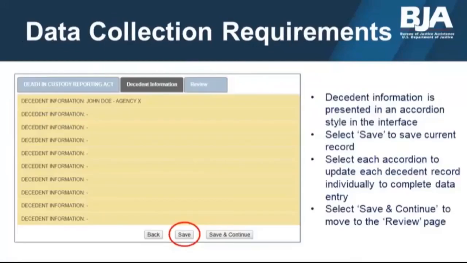When you select the Decedent Information tab, you will see a number of blank records that you will have to complete. At this time, decedent information has to be entered one at a time. Decedent records are presented in an accordion style with their name and agency or arresting jurisdiction as the label. You can toggle between records as you enter the data. Hitting Save will move you to the next decedent record. Save and Continue moves you to the review page.